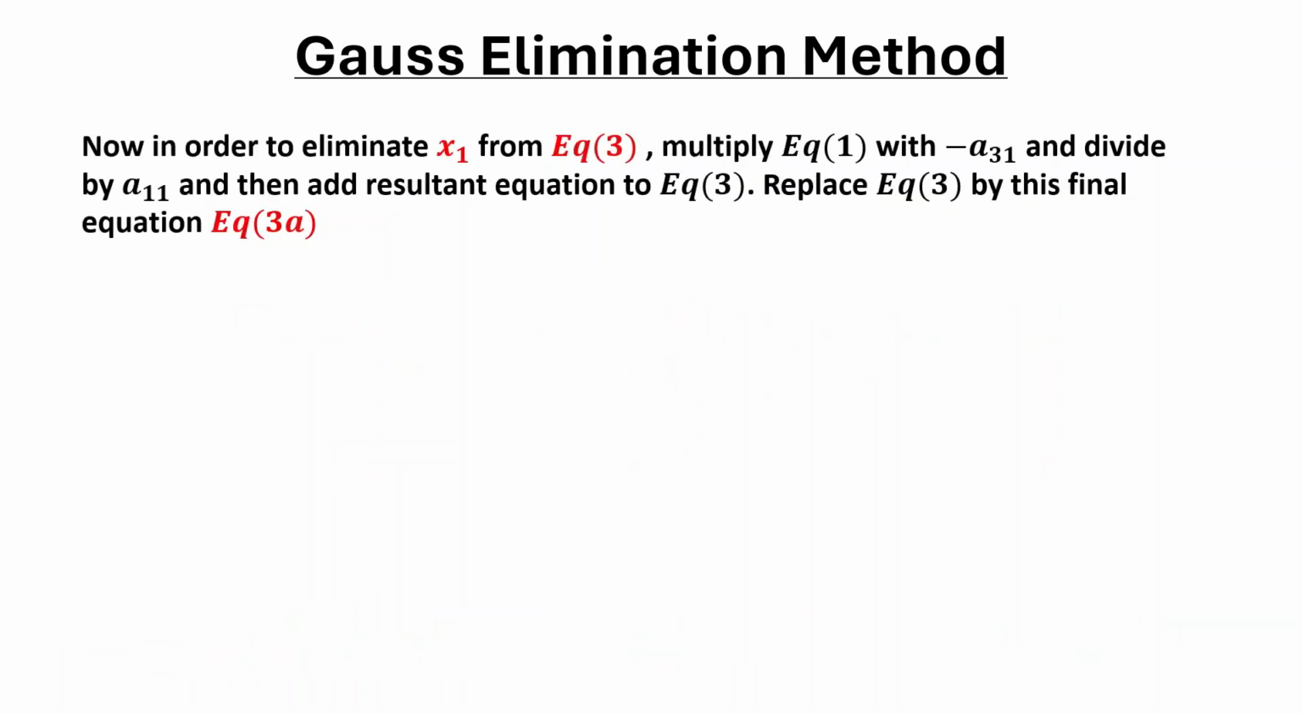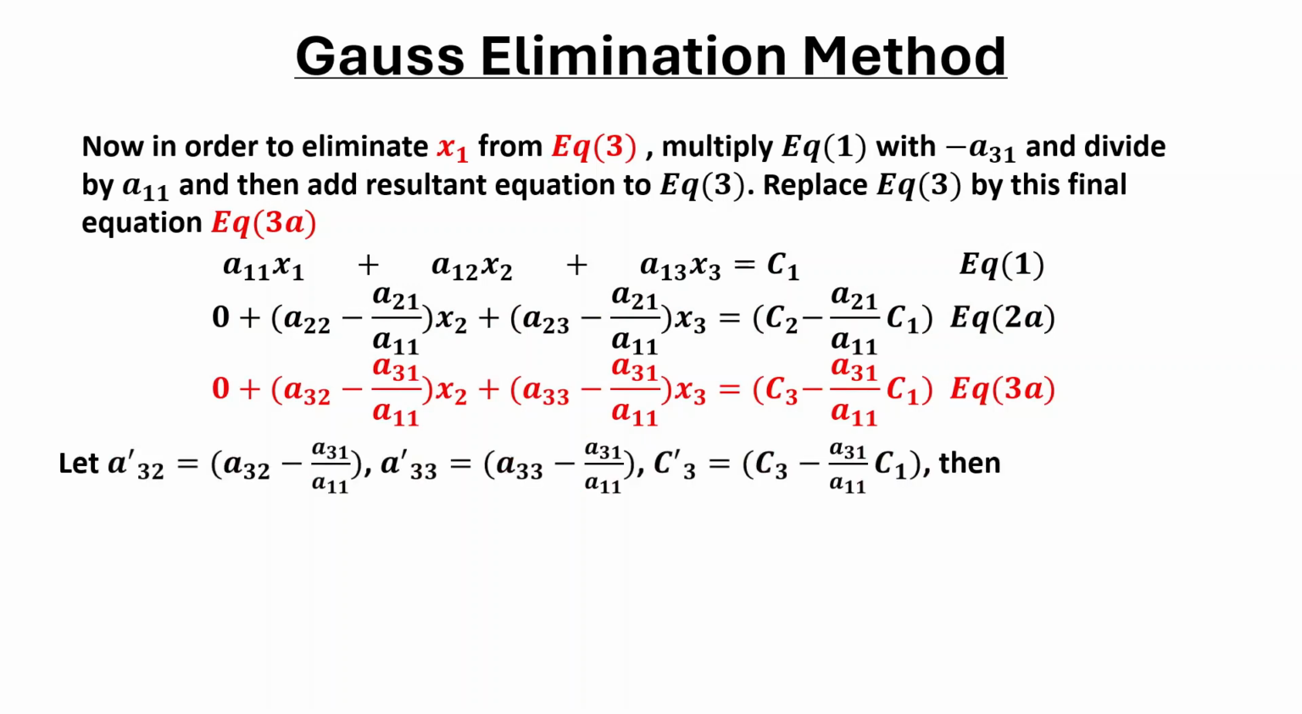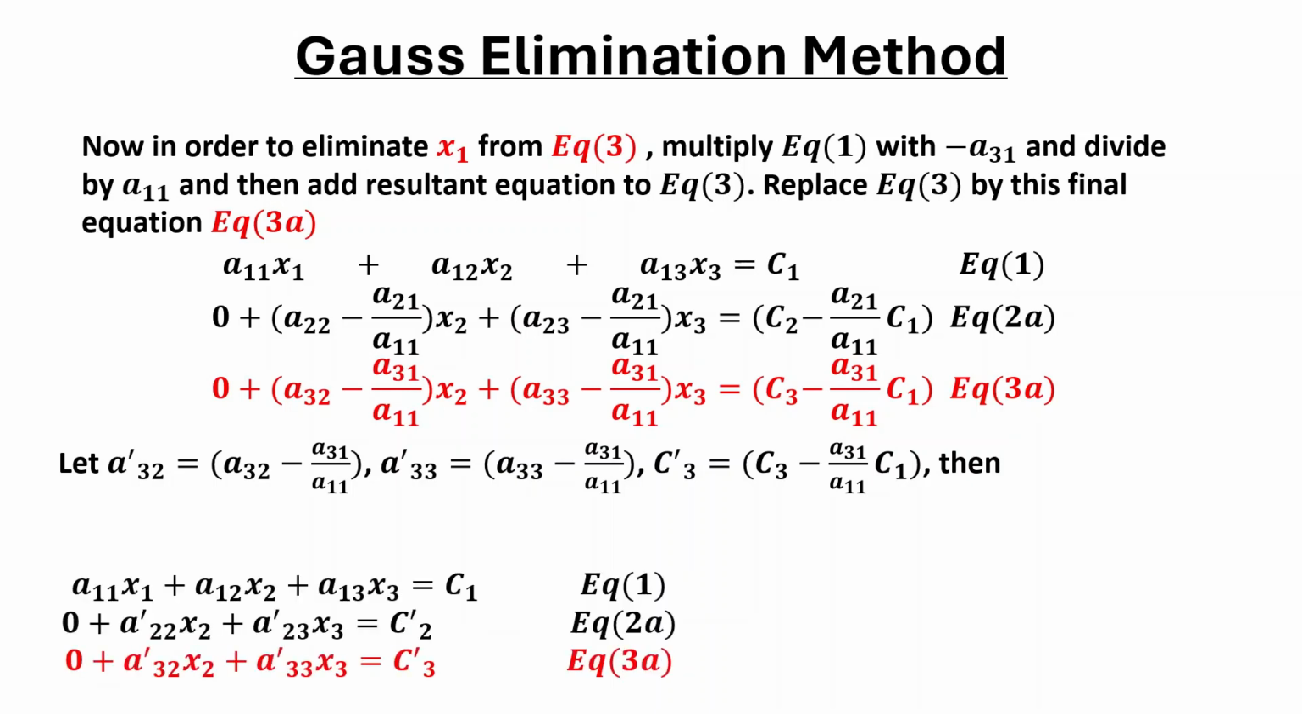Now in order to eliminate x1 from equation 3, multiply equation 1 with minus a31 and divide by a11 and then add resultant equation to equation 3. Replace equation 3 by this final equation 3a. Again, in equation 3a, we denote certain expressions by different symbols and rewrite equation 3a.